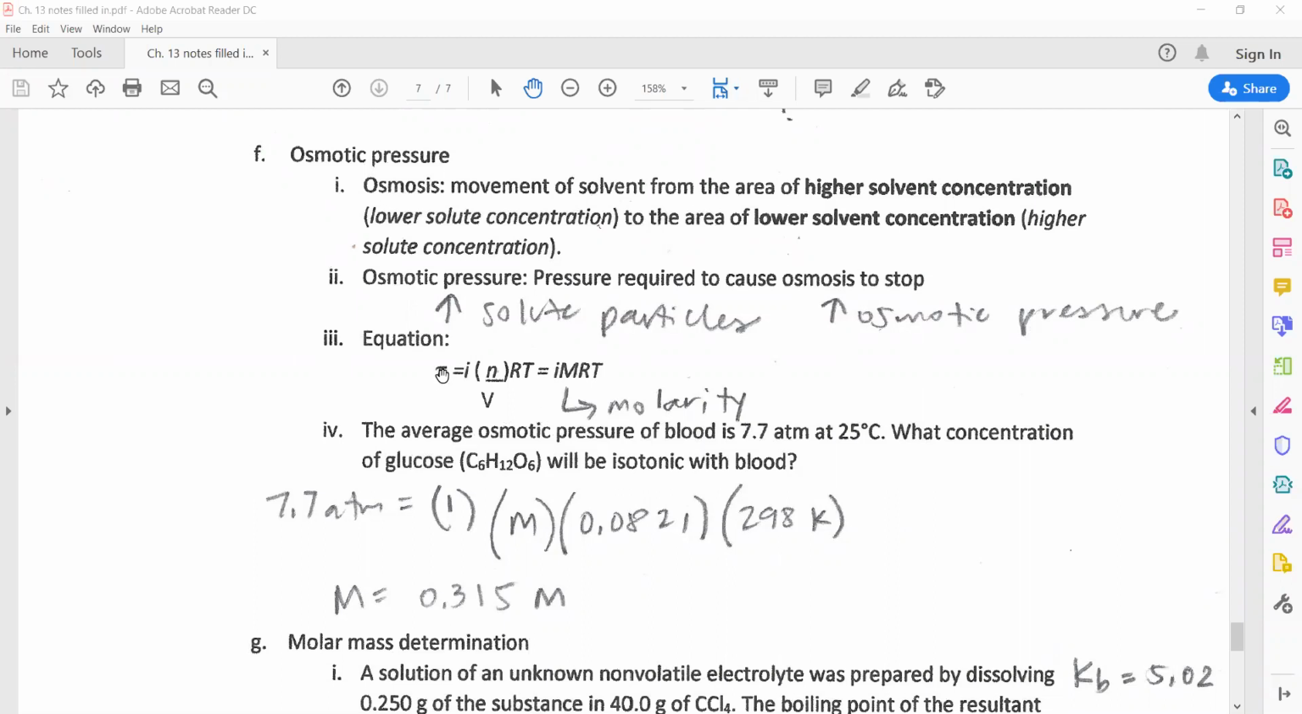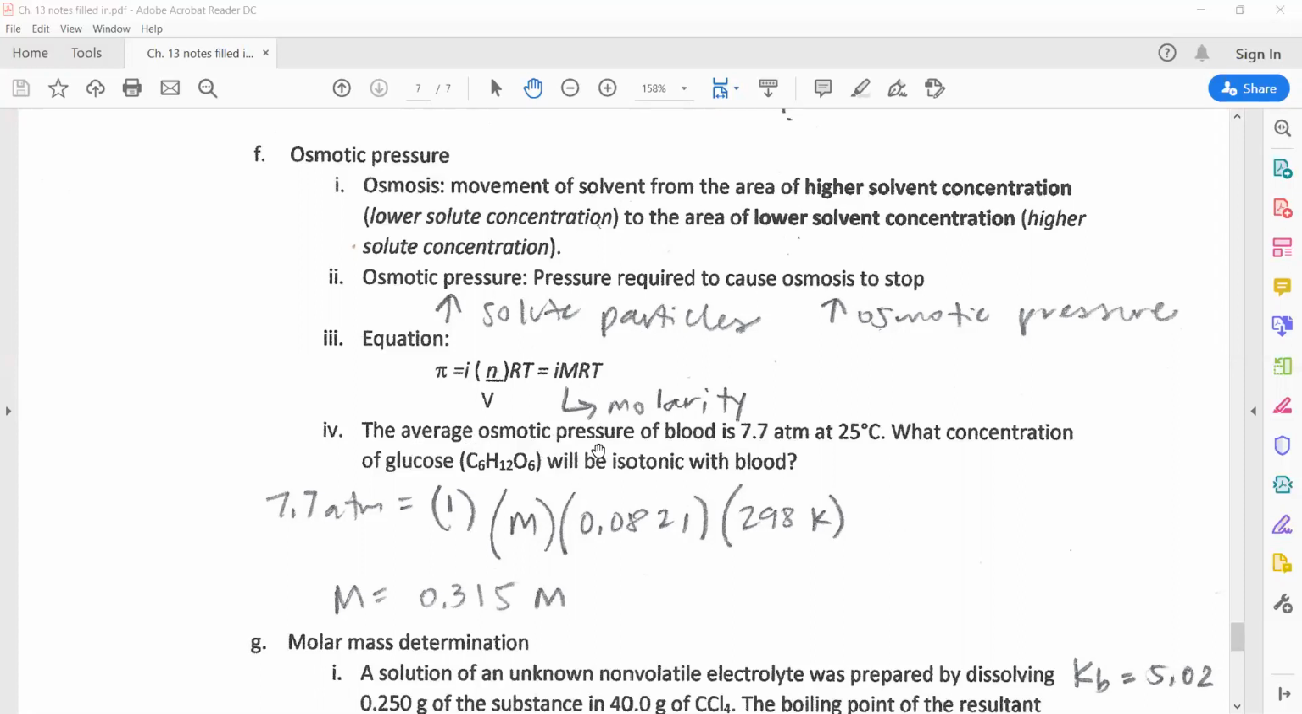Pi stands for osmotic pressure. We know i because it's the van't Hoff factor. n over V is molarity here because it's moles per liter, which is volume, times R, which is our gas constant, and T for our temperature in Kelvin. The only tricky thing here is determining what's molarity versus what sometimes is molar mass, which we'll see in a second. So this capital M is going to be molarity.